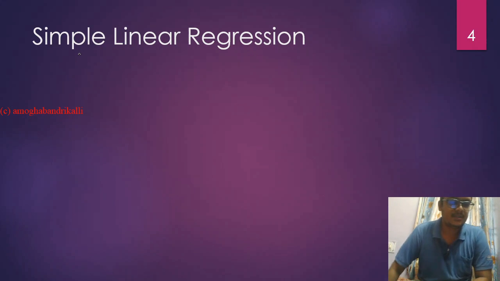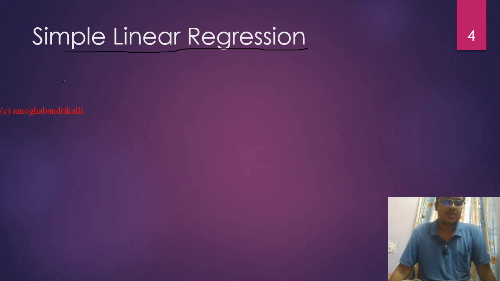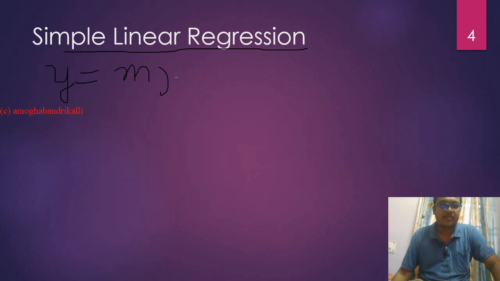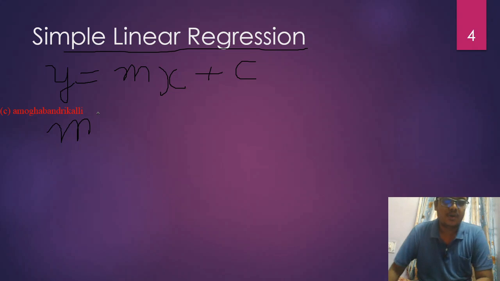So let me just go to the simple linear regression. So straight line fitting a data. The equation of a straight line you will be knowing, y is equal to mx plus c. Here m actually means that it is the slope of a line. So we'll be knowing about what is actually the slope of a line. Let me just explain it if you have forgotten.